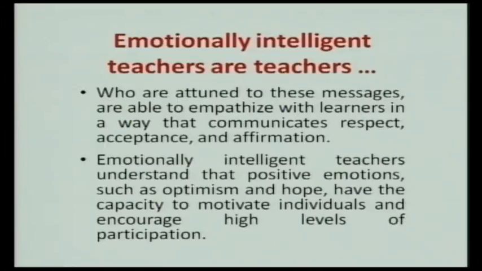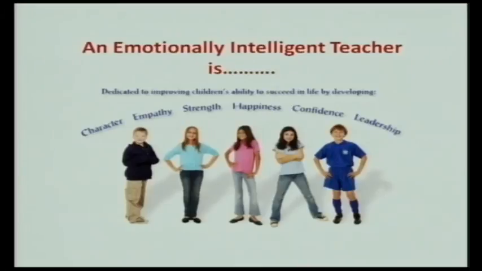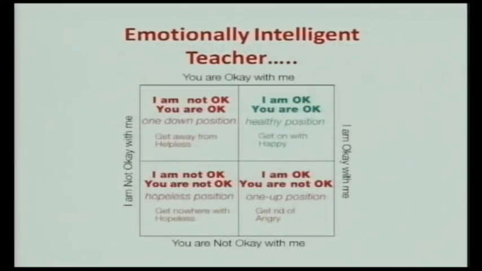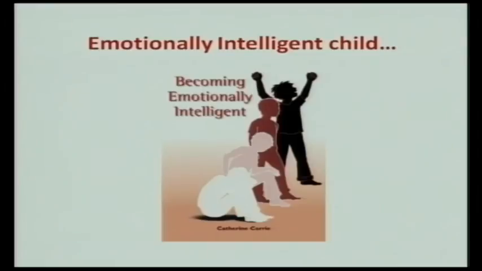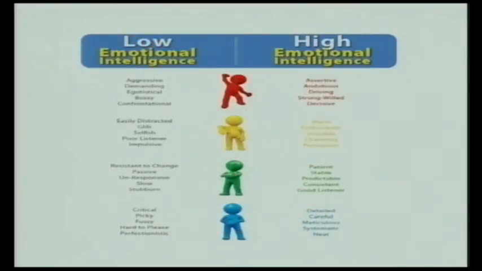Emotionally intelligent teachers understand that positive emotions such as optimism and hope have the capacity to motivate individuals and encourage a high level of participation. An emotionally intelligent teacher is one who has character, empathy, strength, happiness, confidence and leadership qualities. Emotionally intelligent teachers follow the "I am okay and you are okay" philosophy. Now, an emotionally intelligent child: a child who is aggressive, easily disturbed and full of negative emotions would have low emotional intelligence, and a child who is happy, all accepting, willing, loving, caring and understanding will have high emotional intelligence.